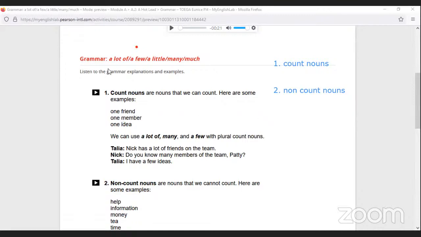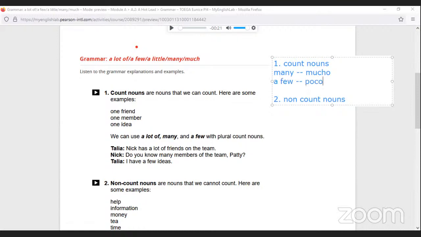okay? So when we have these count nouns, for big amounts we're going to use always many, okay, for big amounts. What happens if we have not too much amount? So we will use a few. Only these two words we have to know in order to identify if the word is countable and if we are talking about, for example, a noun that could be counted.